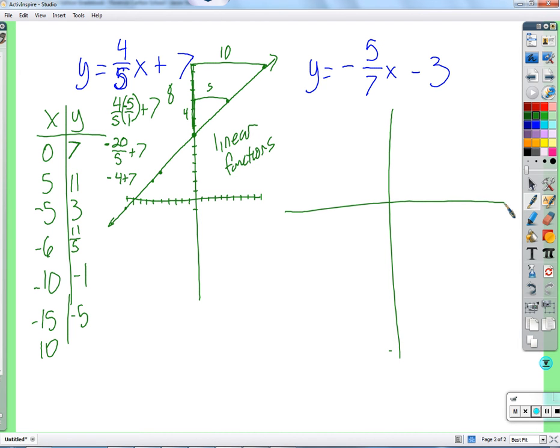Let's take a look at that. Let's first do some inputs and outputs and then see if it even makes a difference. First we'll do 0. Plug in 0 for x, get -3, easy, I can just look at that and tell. Then we'll plug in 7. That 7 is going to cancel with this 7, or you could think of it as 35 over 7. Either way, you wind up with 5. You multiply that by a negative, you get -5. So you get -3 minus 5, negative 8.